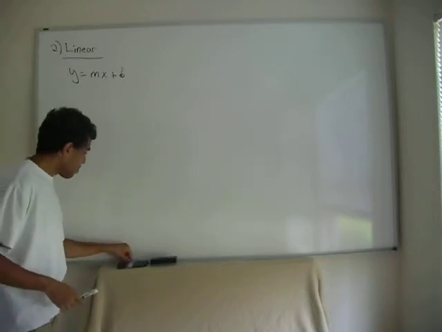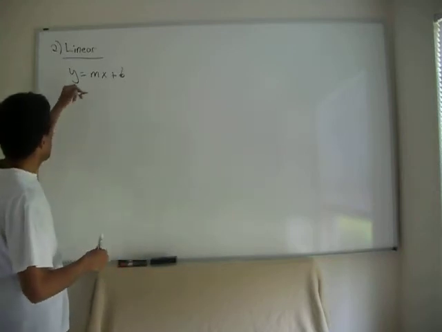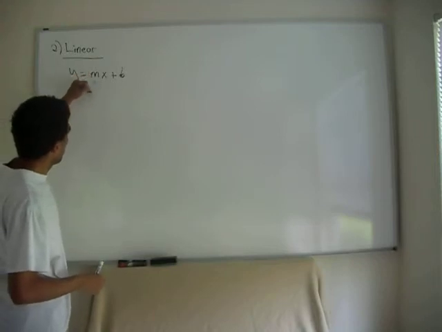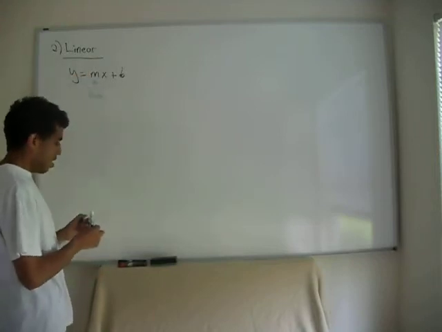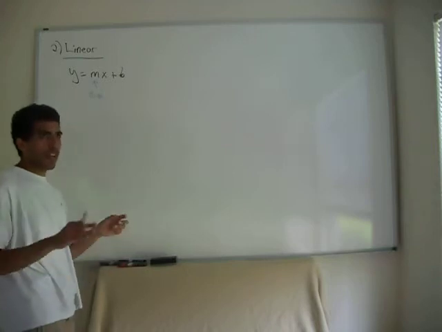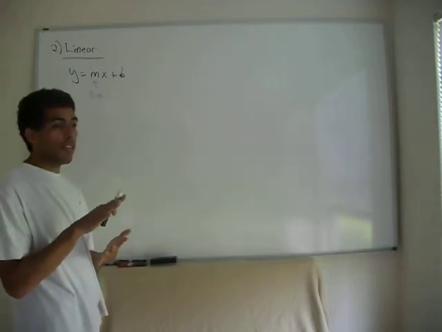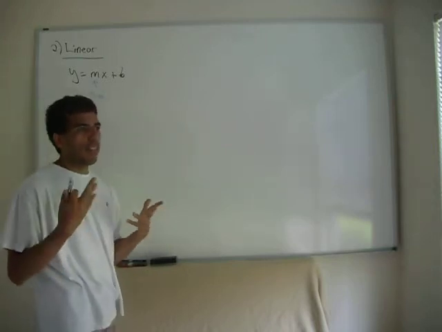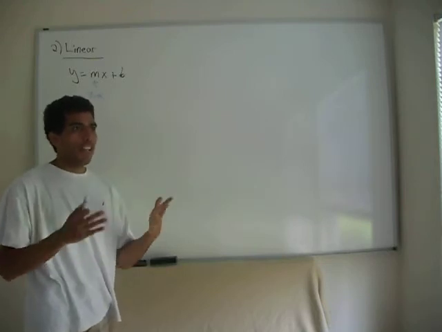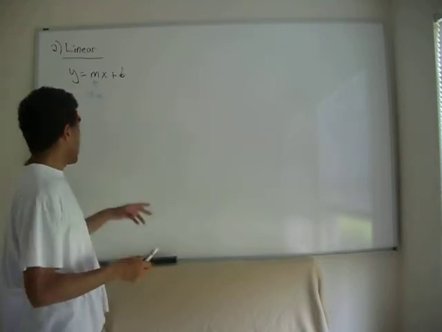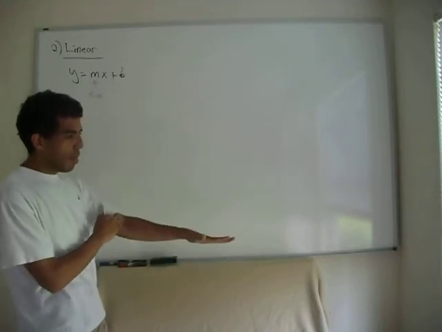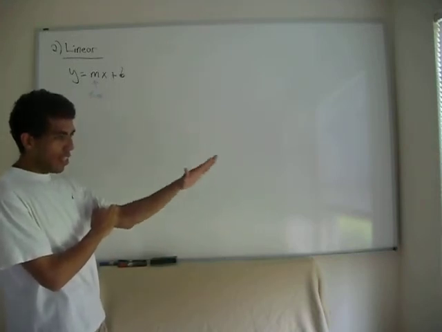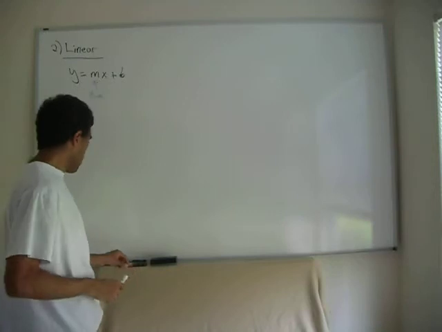M is what we call the slope. And what is the slope? The slope is the degree of how steep the linear function is. As you may have imagined, a linear function is exactly what it sounds. It's a line, a straight line. And the slope is the degree of how steep the line is going to be. Steeper or less steep, okay?